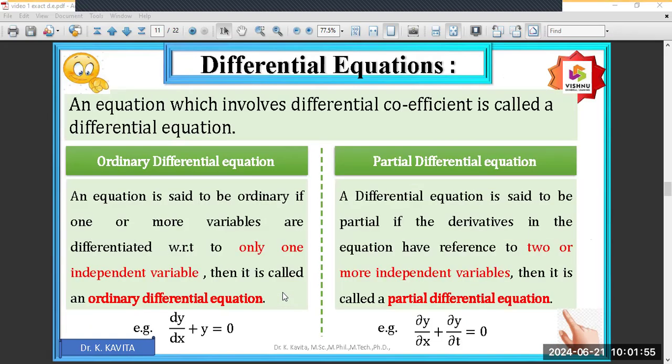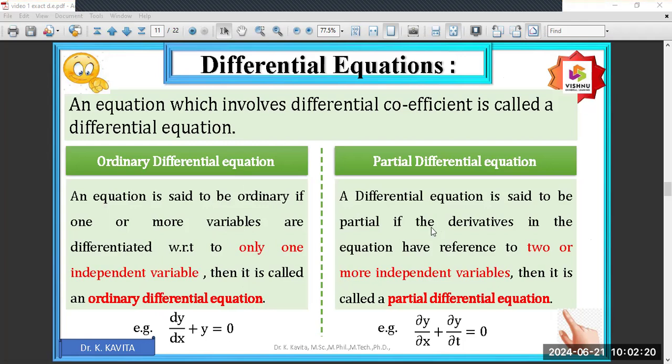Now the difference between ordinary differential equations and partial differential equations. A differential equation is said to be ordinary if one or more variables are differentiated with respect to one and only one independent variable. Then it is called an ordinary differential equation. Here the differential operator is d by dx, for example dy by dx plus y equals 0.